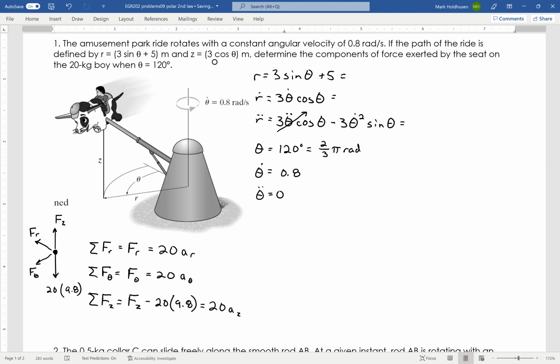So when I plug those values in, I get 7.598 for r. I get negative 1.2 for r dot, and I get negative 1.66 for r double dot.